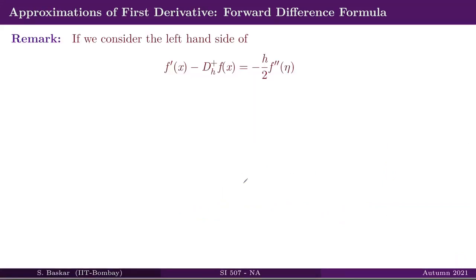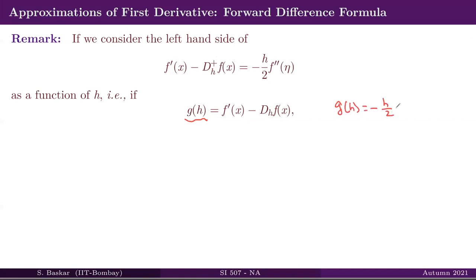Let us now see what is meant by the order of the forward difference formula. If you recall, the mathematical error in the forward difference formula is given by minus h by 2 into f double dash of eta. For a fixed x, you can also view the mathematical error as a function of h. Let us denote this function by g of h. Therefore, g of h is actually given by minus h by 2 into f double dash of eta, right?